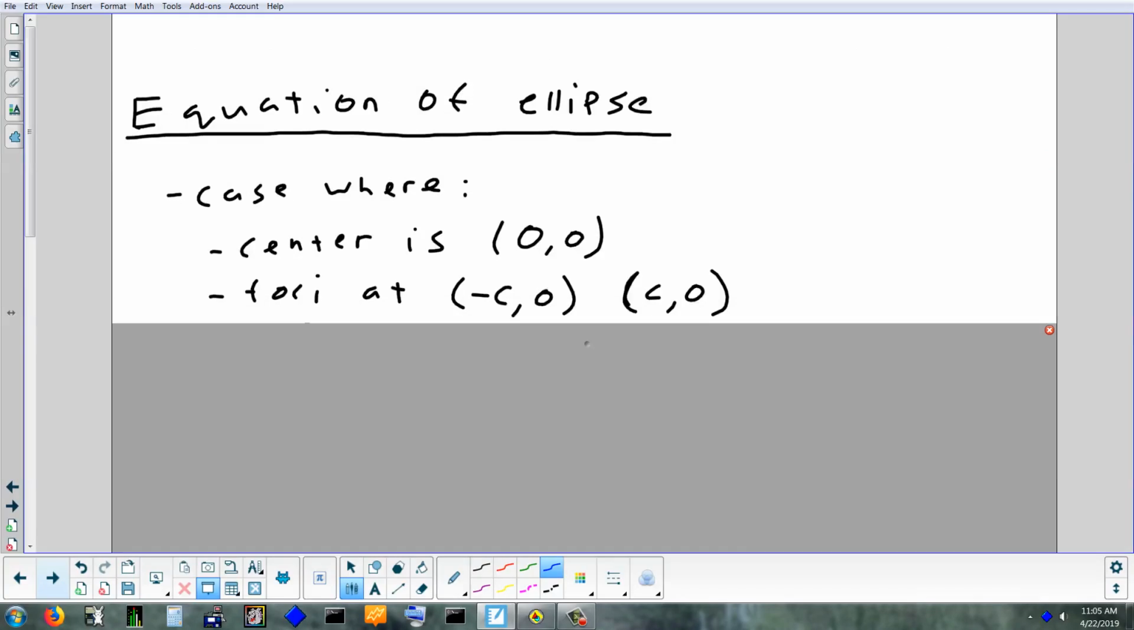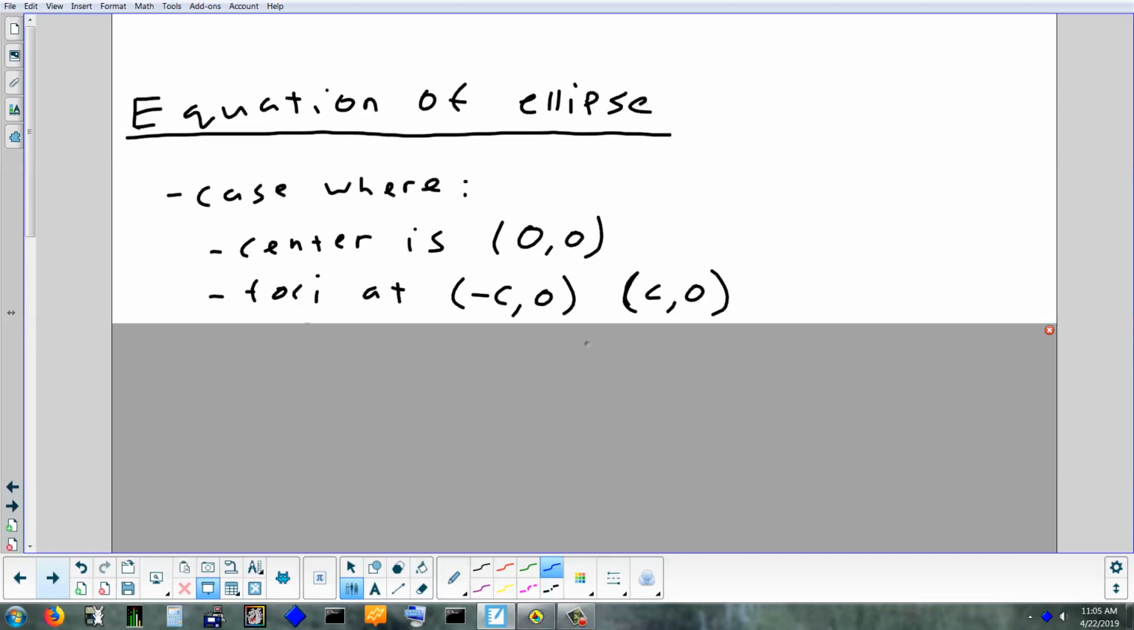Now, just from knowing that information, that's enough information to tell you which way the major axis is running. Which way is it running here? We're going to have three letters: A, B, and C. We're going to talk about what each one means in a minute. But which way do you think the major axis is running for this ellipse?